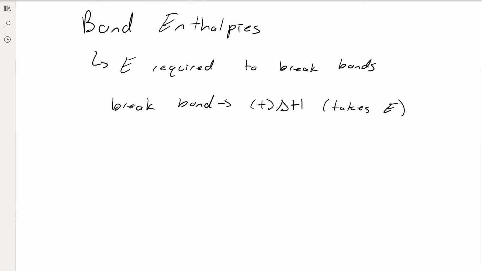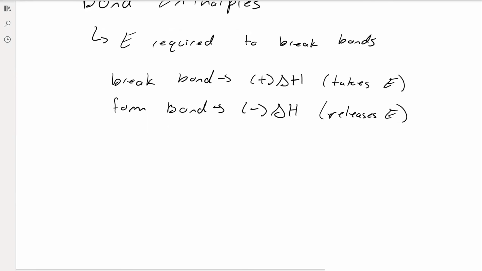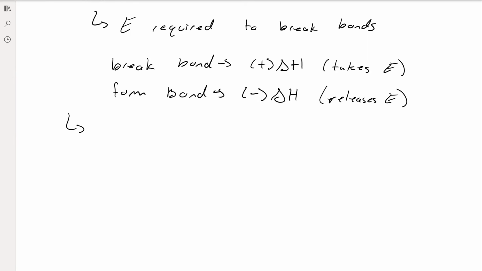And then when you form a bond, that's when you release the energy. That's the exothermic process. Right? So molecules form bonds because they become more stable or lower in delta H. And so this is just another application of Hess's law.